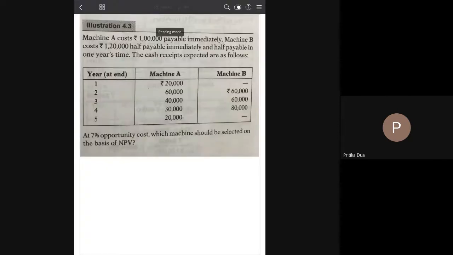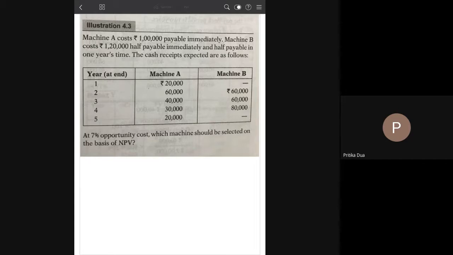So here you have the question on your screens. In this question, you can see that there are two machines and you have to make a choice on the basis of NPV as to which machine should be selected by the firm. So this is the case of mutually exclusive projects. Machine A costs 1 lakh payable immediately. For machine B, the cost is 1,20,000. However, half of it will be paid today and half of it will be paid in 1 year's time.